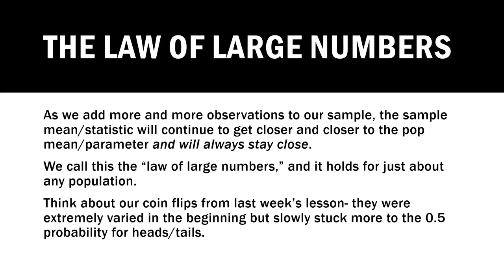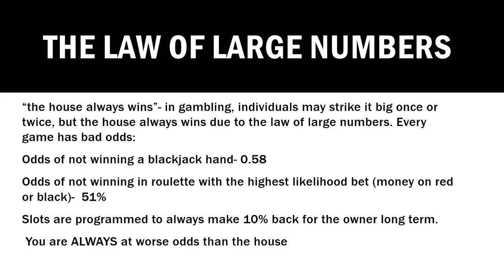Thinking about when we were talking about coin flips from last week's lesson, they were incredibly varied in the beginning, right? If we did 5 coin flips, we might have a 70% likelihood of getting heads. But once we start doing 100, 1,000, 10,000, we start getting a lot closer. We start to get really close to that 0.5 probability.